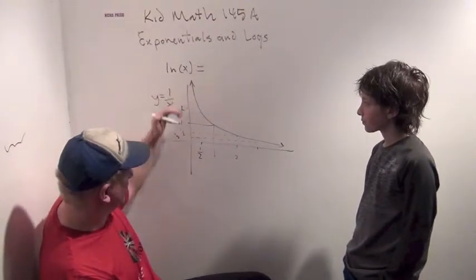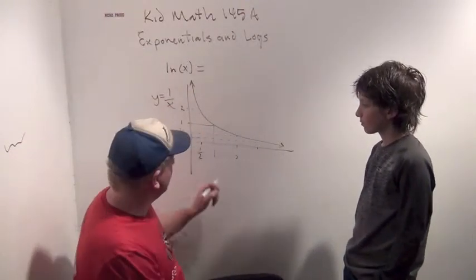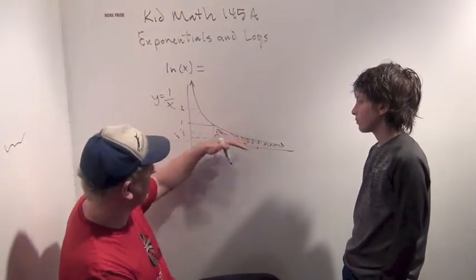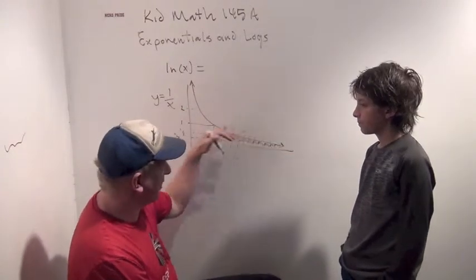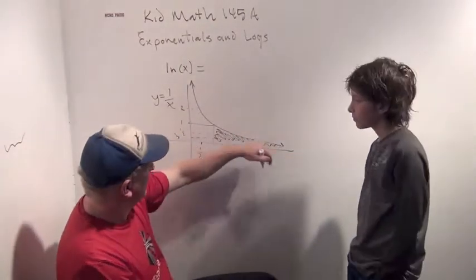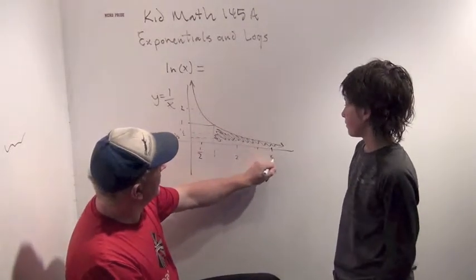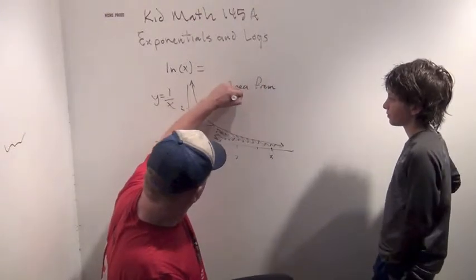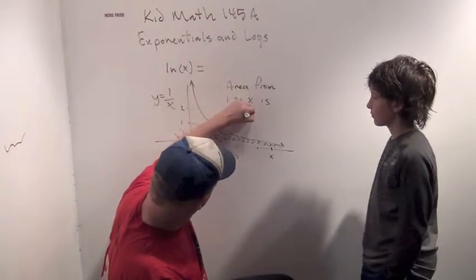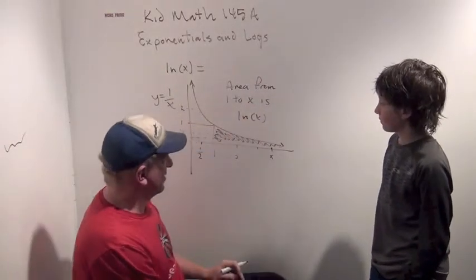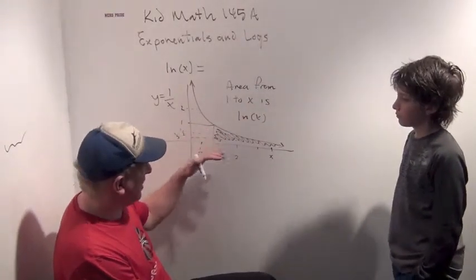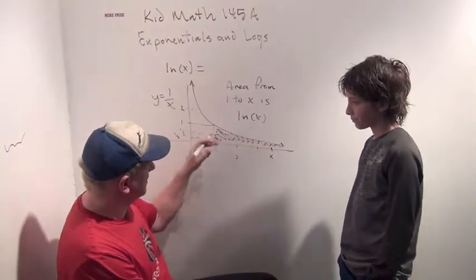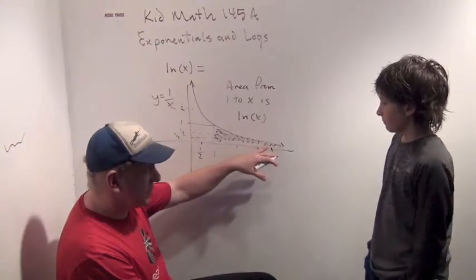We look at this graph y equals 1 over x, and we look at the area under this graph, this funny shape that looks almost like an infinitely long triangle. If we stop at any point x here, the area from 1 to x is ln of x. So somehow e to the x has to do with the area under this curve. And there's one really surprising thing about this.